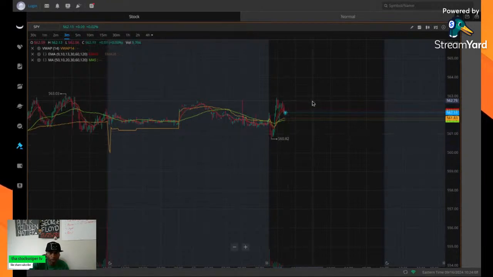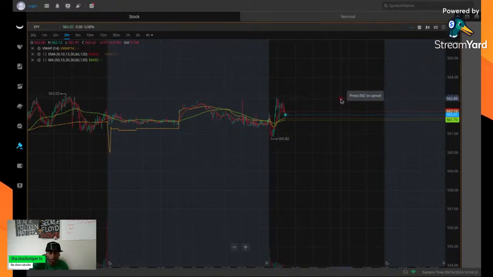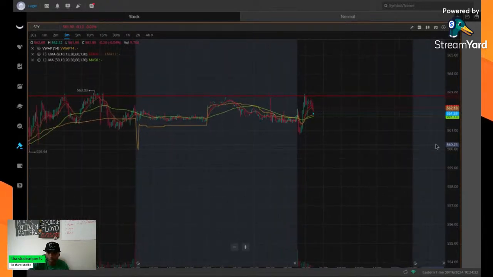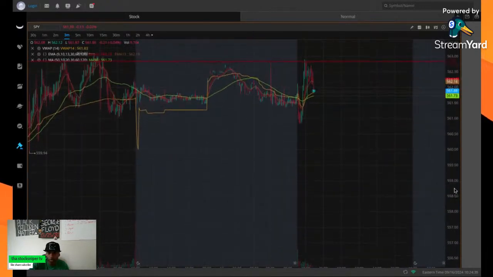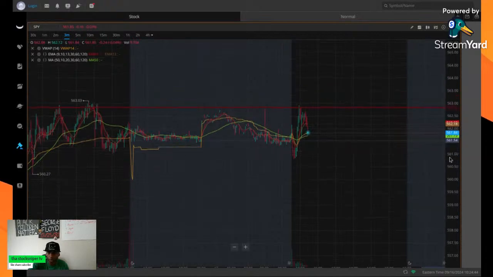But we were at resistance. You can see right here, I think I'm gonna put my resistance line up. Boom, horizontal, and I'm gonna go here. That's okay. I got that set up. Market is going down. I got another screen over here, and I'm gonna pull the trigger using Webull on my phone.